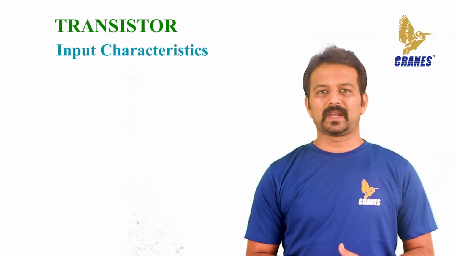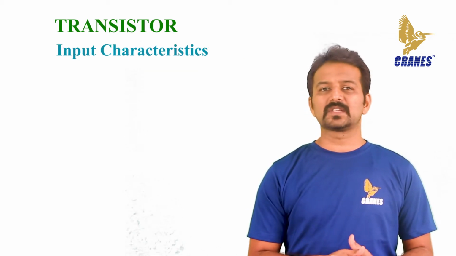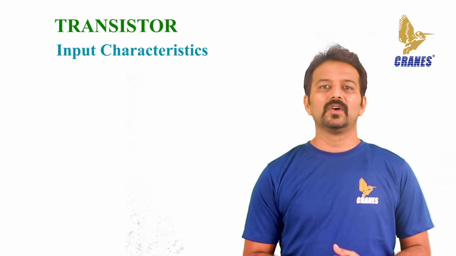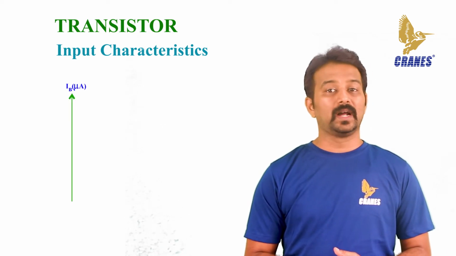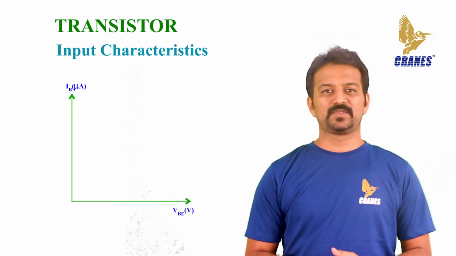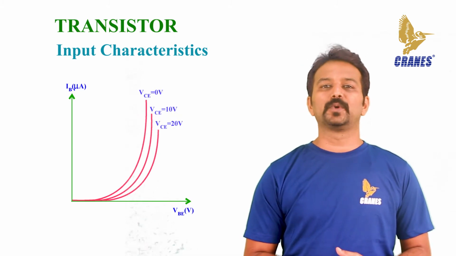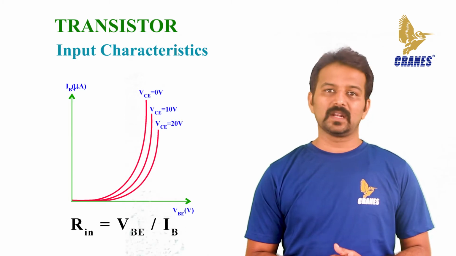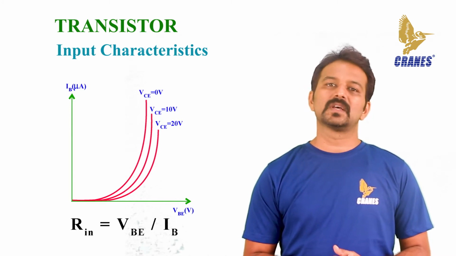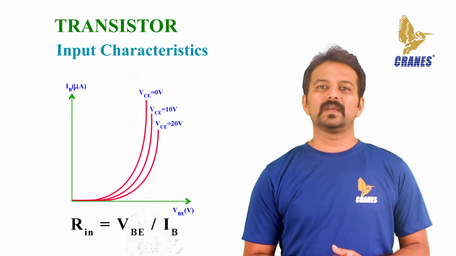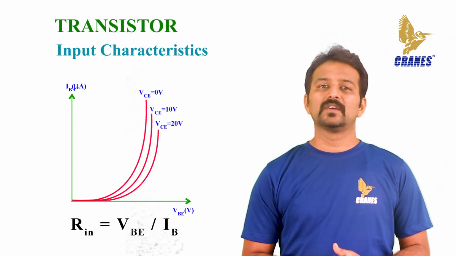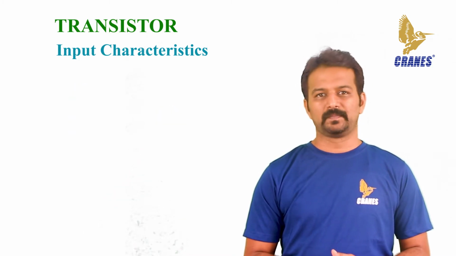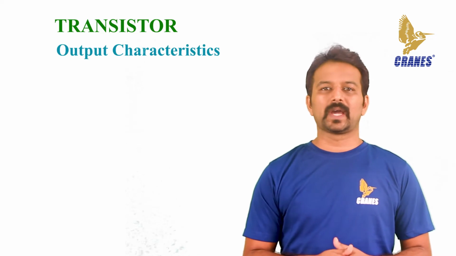Let's look at the input characteristics. The input characteristics of a common emitter configuration are obtained between input current IB and the input voltage VBE with the constant output voltage VCE. The equation to calculate the input resistance Rin is given below, that is Rin equal to VBE by IB, where VCE is kept constant.